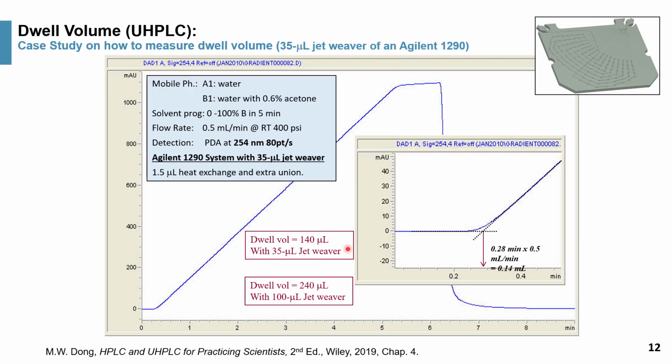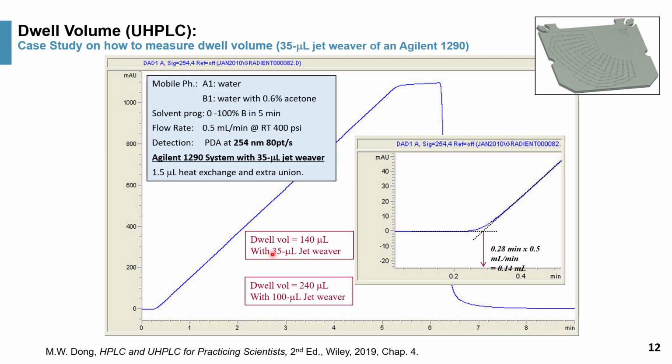And in this particular UHPLC, there's a choice of two mixer volumes. This is a binary pump, and it does require a mixer. The mixer used is called a Jet Weaver, which is a high-tech mixer. The standard size is 35 microliter, and when you flip the Jet Weaver mixer, you have a larger mixer of 100 microliter. Typically, for high sensitivity applications, we would use the higher volume 100 microliter mixer.